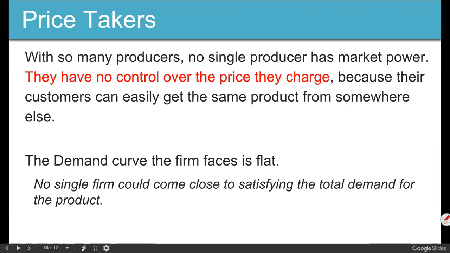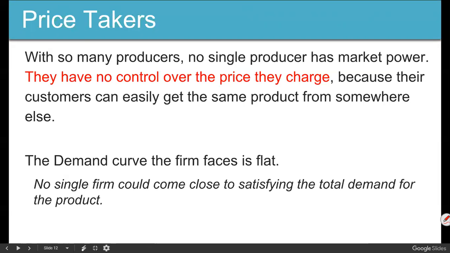Whatever price it may be, you hold on that corn for a week, and then you come back here and you'd be willing to sell it to me. It's starting to fall apart, right? So they have no control over the price that they charge. Ultimately, for the individual company, the individual farm, the demand curve they're facing is flat, because they're just a small player.